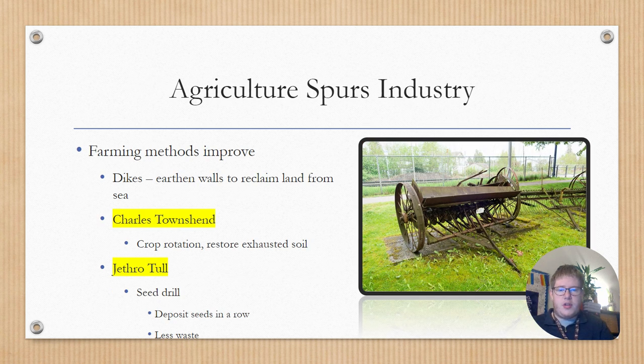So let's look at agriculture. Some new methods improved, and if you're in an ag class, you've definitely talked about these. Dikes, or earthen walls to reclaim land from the sea, are going to be built. Charles Townsend is going to introduce the idea of crop rotation to restore exhausted soil, and Jethro Tull will give us the seed drill, which helps deposit seeds in a row, and it's a lot less wasteful than just chucking all these seeds out and about.